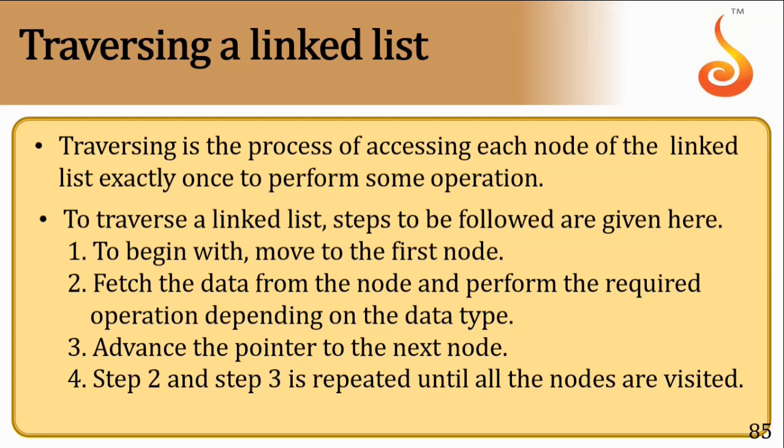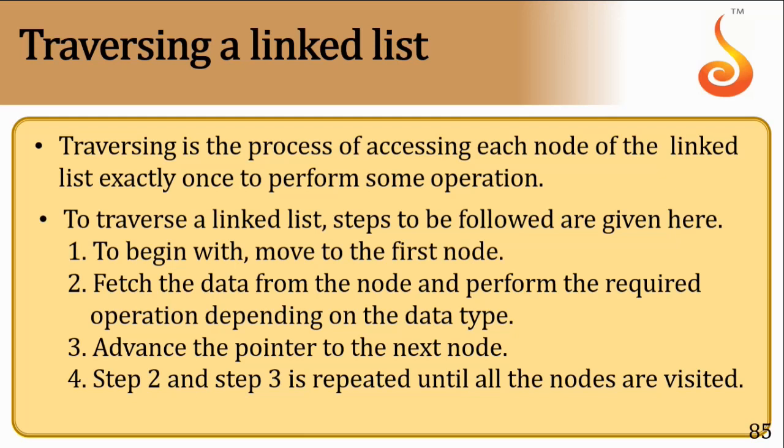I will type it out for you, but then I can traverse it this way. I will have two pointers, one pointer which is pointing to the first node, that is the head, and for traversal I will use the current pointer starting from the head. I can move it from one node to another, that is advance the pointer to the next node. Then steps 2 and 3 are repeated: fetching, doing the operation, and then advancing to the next node until all the nodes are visited.